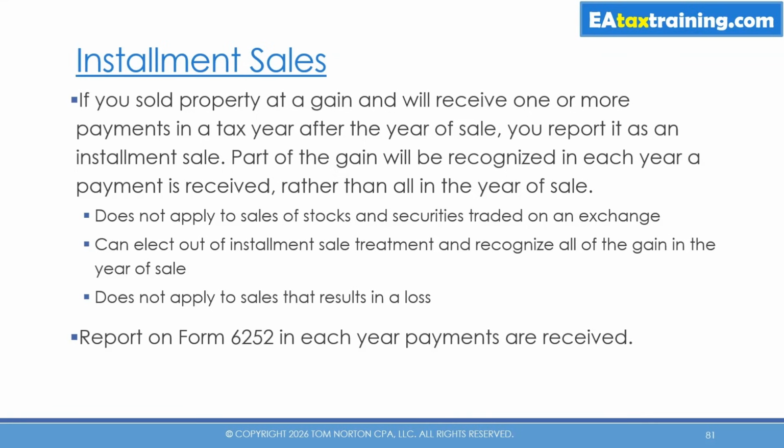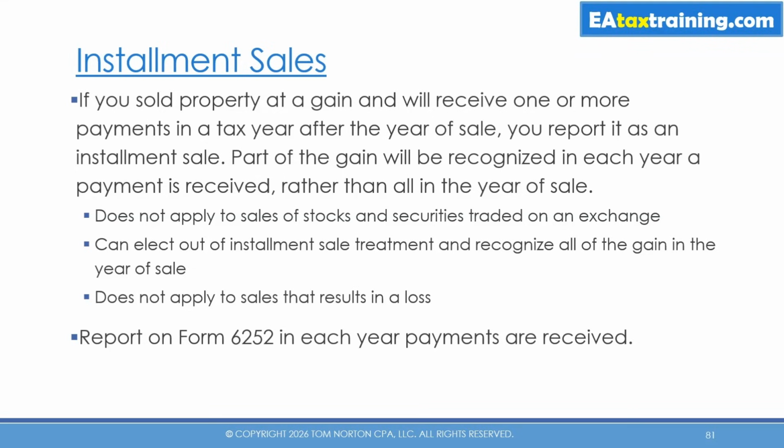Installment sales. If you sold property at a gain and will receive one or more payments in a tax year after the year of sale, you report that as an installment sale because you are getting installments toward the sale of the property. Part of the gain will be recognized in each year that one or more payments is received, rather than all in the year of sale.